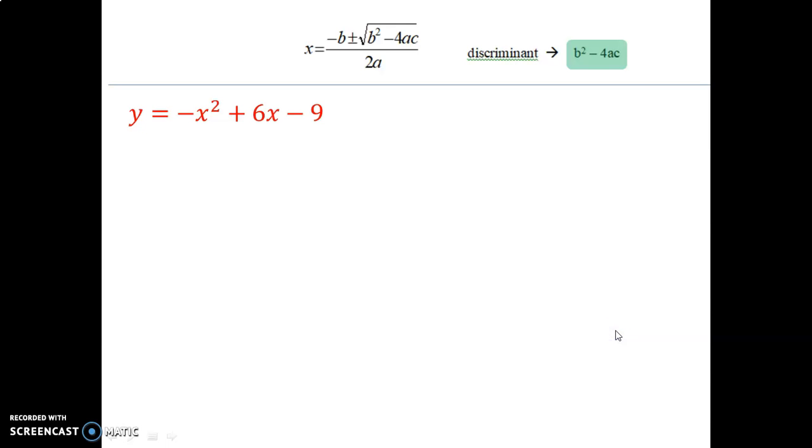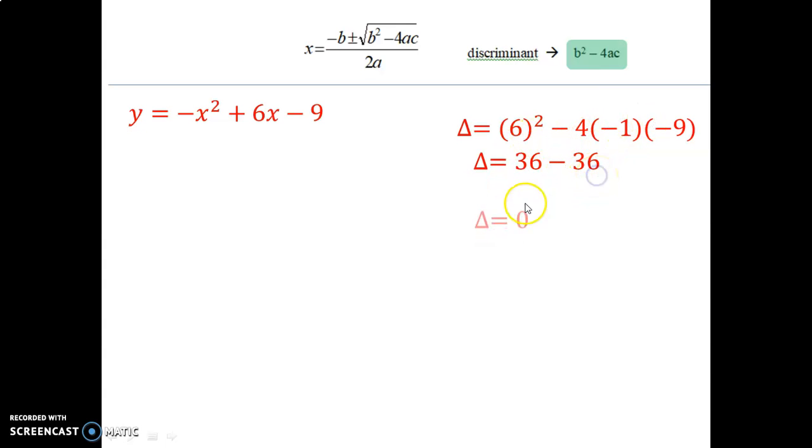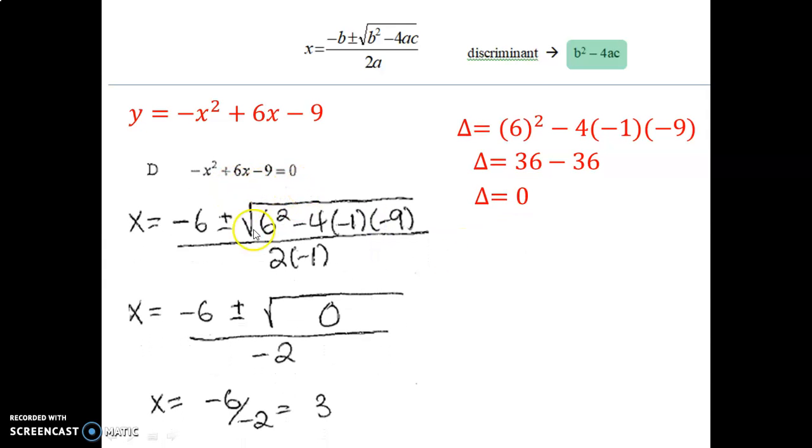Try this one here. The discriminant is 6 squared minus that, 36 minus 36, same as the last one. We get a discriminant of 0. So maybe you're already thinking it's going to be a parabola whose vertex is right on the x-axis. Let's double check. Solving by the quadratic formula, we get that 0 under there again, which matches our discriminant value. Great. Again, we're left with only one solution, and it is 3.